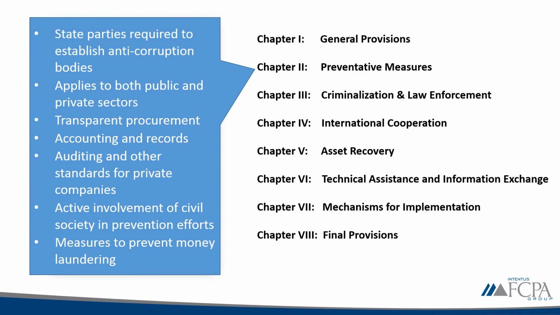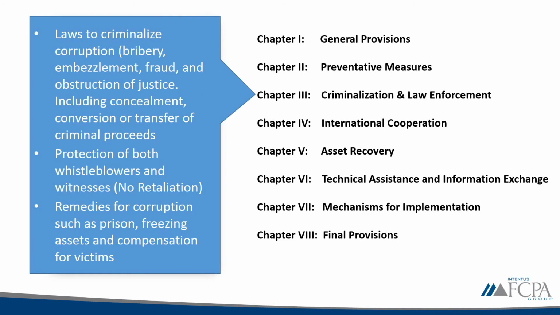Chapter 2 covers preventative measures, the requirements of state parties to establish internal anti-corruption bodies, how the Convention applies to both public and private sectors, accounting and records, auditing, and other private standards for private companies, the active involvement of civil society in prevention efforts, and measures to prevent money laundering.